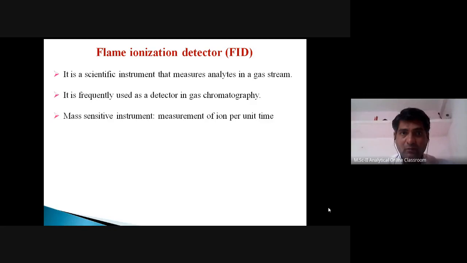So one of the most important detectors generally used in GC is the flame ionization detector. In short, it is called FID. This detector is very helpful. It is a mass sensitive instrument, so it determines the mass of the analyte in the GC sample.